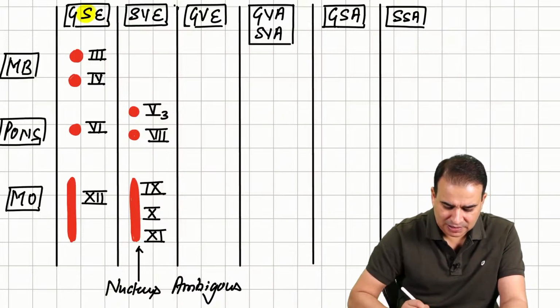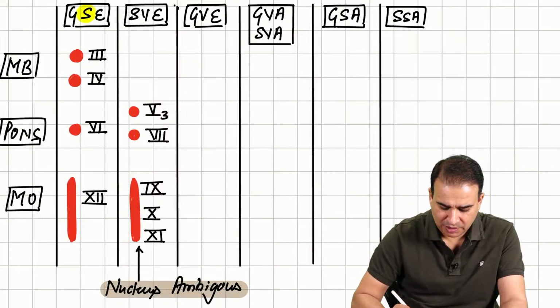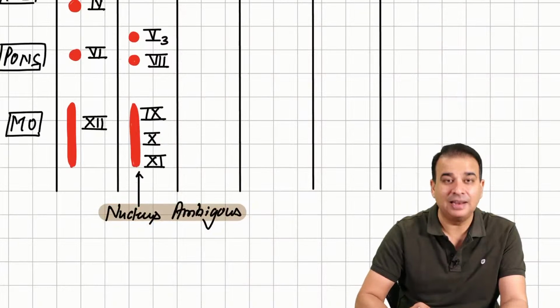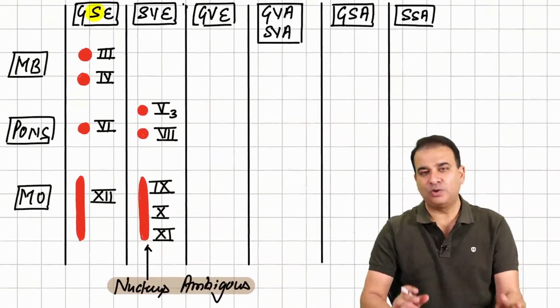Guys, let's discuss more about this nucleus ambiguus. First the name here. The nucleus ambiguus is a common nucleus for the 9th, 10th and 11th nerve.